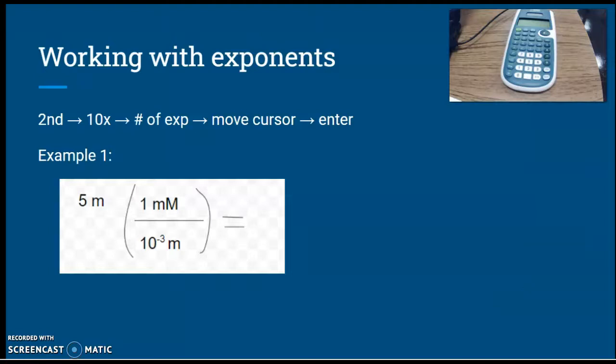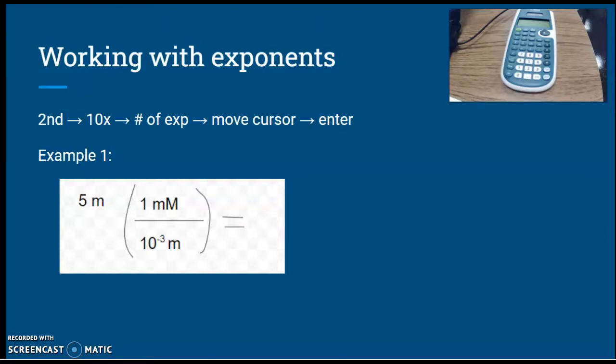All right, so let's work with some exponents to start off with. So as I said, we're going to use that second function key. So whenever you need to do 10 to the second, 10 to the third, you're going to hit the second function key first. Then you'll notice a 10 with an X blinking for the exponent will show up. You're going to type in the number of the exponent, move your cursor back down, and then click enter.